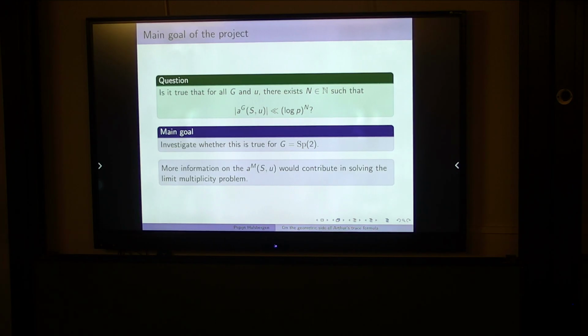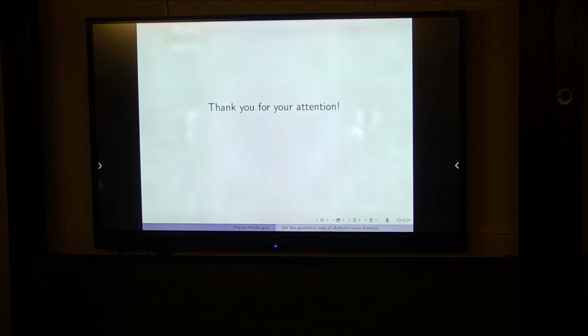And why should one be interested in doing this? Knowing a bound on these coefficients, we also have a bound on some other terms appearing in this formula that are stated in the beginning of Arthur, which would give some more information on these geometric sides of this trace formula, which may contribute to solving the limit multiplicity problem, which really arises in this area. Then I think that's it.